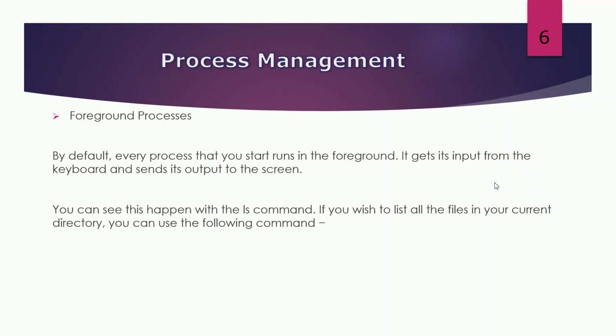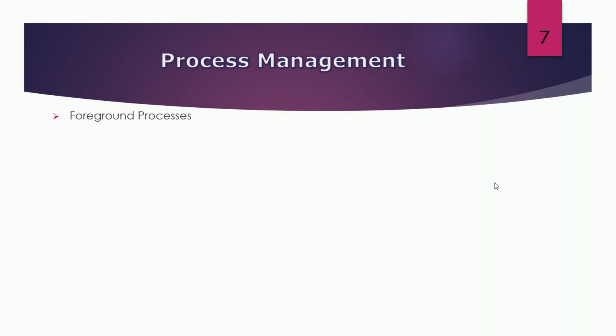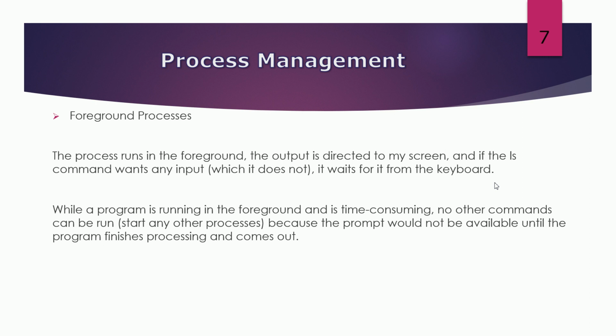By default, every process that you start runs in the foreground. It gets its input from the keyboard and sends its output to the screen. You can see this happens with the ls command. Here you can see that I have simply fired the command ls and I got an output. So what happened at the back end? A process has been initiated and that process is called your foreground process. The process runs in the foreground. The output is directed to my screen, and if the ls command wants any input, which it doesn't, it waits for it from the keyboard.